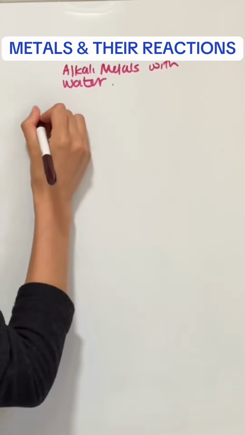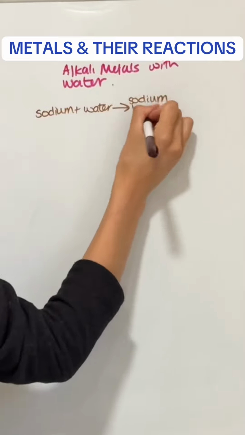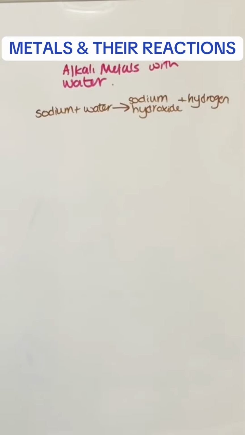So we know that sodium plus water gives you sodium hydroxide and hydrogen. For GCSEs, you need to be able to write chemical equations, so let's see how we can go from the word equation to our chemical equation.